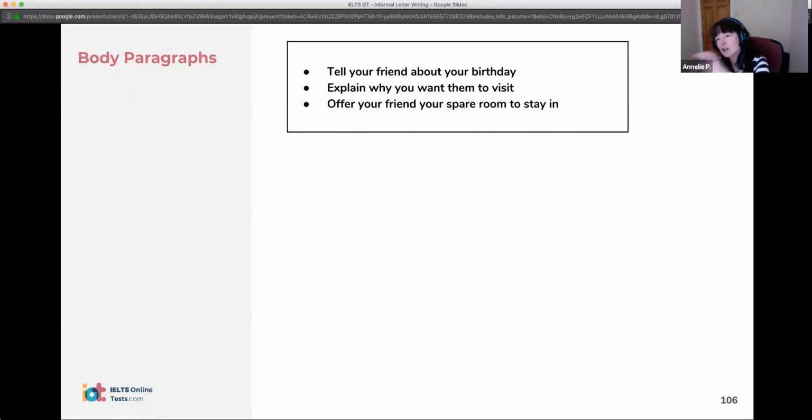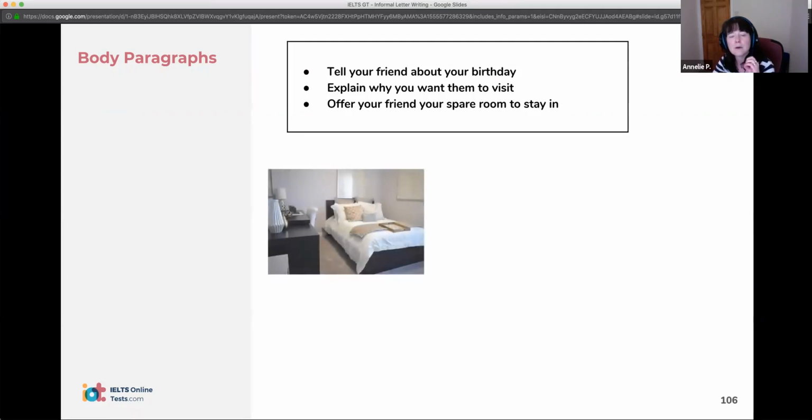And in each case, you're introducing the detail with a clear phrase, okay? So you're making it very easy for the examiner to follow what you're saying. It's just as important with the informal letter as it is with the task 2. Make it easy for the examiner to know what you're doing in all of your sentences, okay?